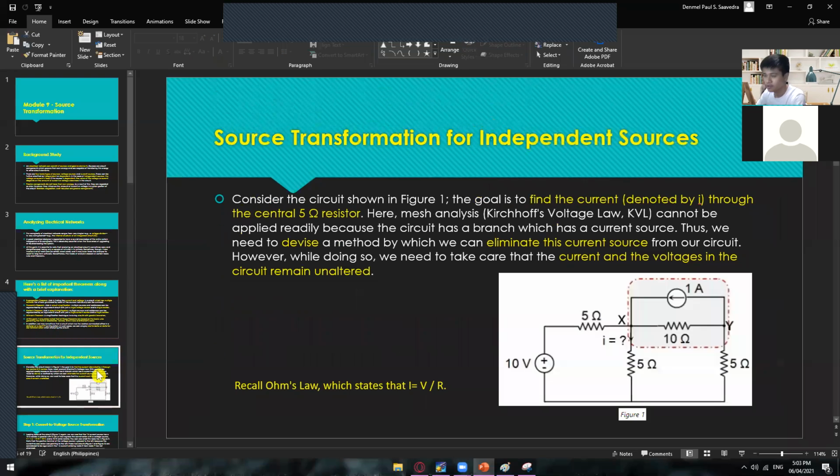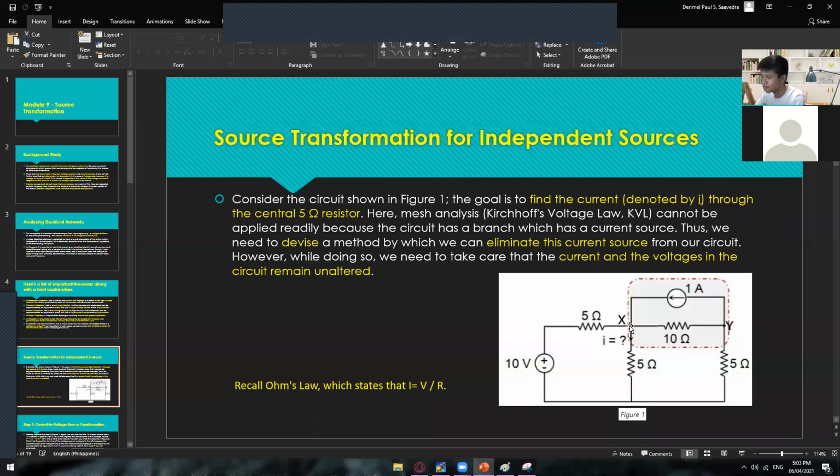So you'll be able to learn that one real quick. Anyway, so we have this example right here. The goal is to find the current denoted by I. So we have to find the current right here. What is this current that is flowing here? So yes, we have a current source that is 1 amp.